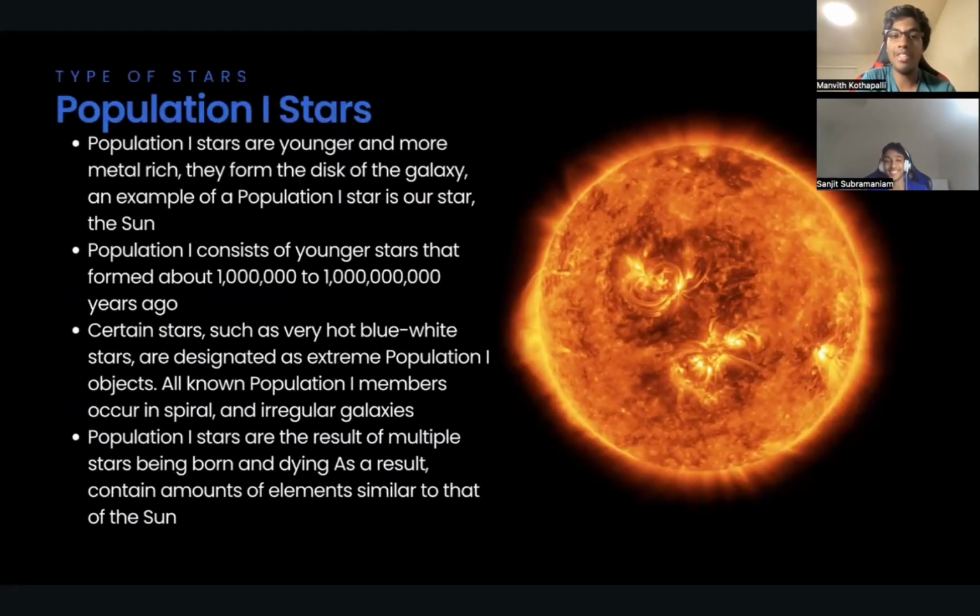Okay, so let's talk about population 1 stars. Population 1 stars are younger and more metal rich. They form the disk of the galaxy. An example of a population 1 star is our sun.